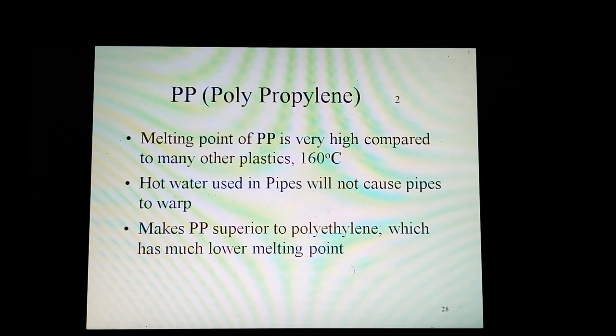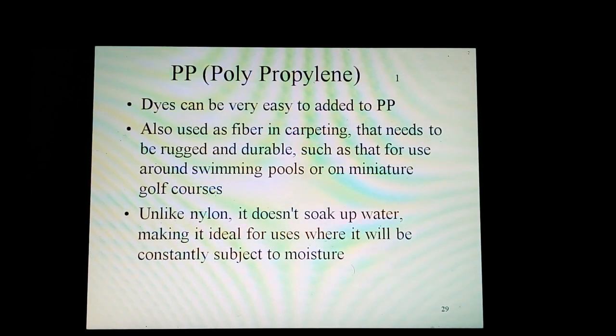This plastic is often used for food containers, particularly those that need to be dishwasher safe. The melting point of polypropylene is very high compared to many other plastics, at 160 degrees centigrade, which means that the hot water used when washing dishes will not cause dishware made from this plastic to warp. This contrasts with polyethylene, another popular plastic for containers, which has a much lower melting point.